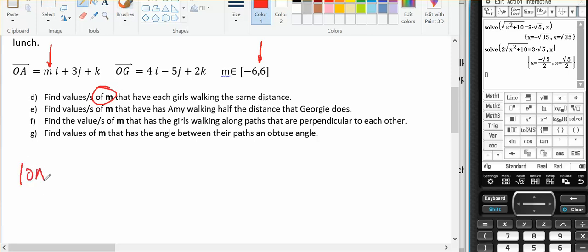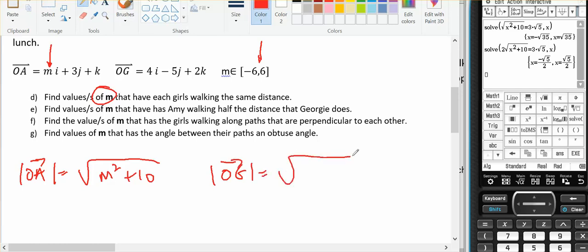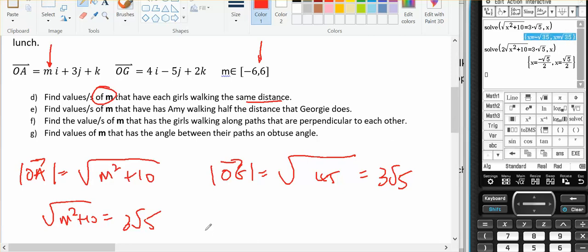Well, OA magnitude will be the square root of m squared plus 9 plus 1 plus 10. And OG magnitude will be the square root of 16 plus 25 plus 4, which will be root 45, which equals 3 root 5. So for the same distance, therefore, the square root of m squared plus 10 equals 3 root 5, and that tells me that it's plus or minus root 35. And both of those fit within the domain, so I'll accept both of those answers.